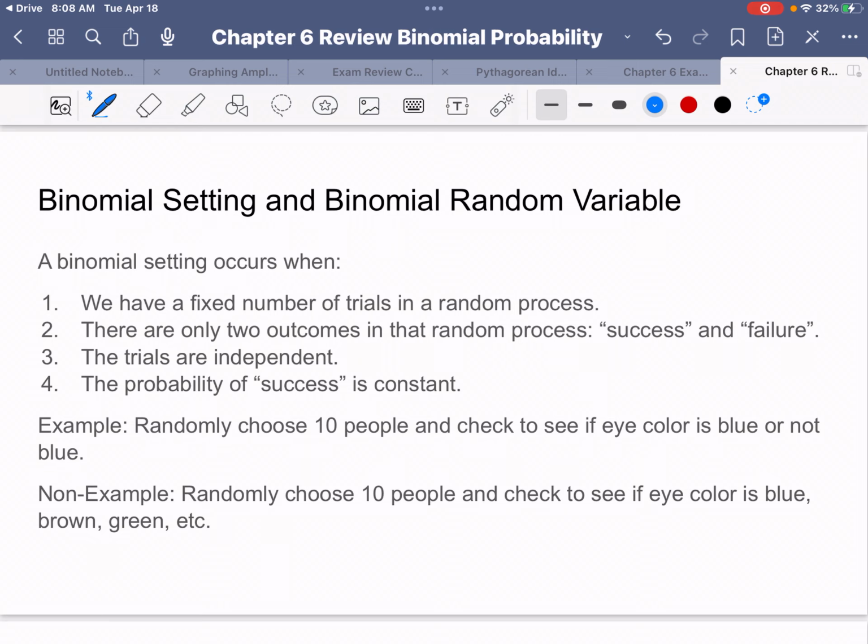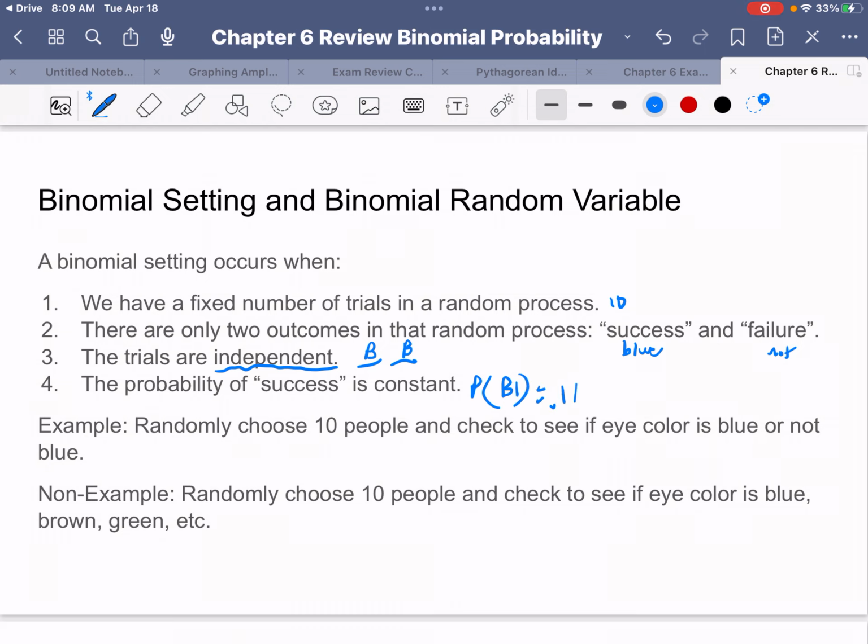Example: randomly choose 10 people and check to see if eye color is blue or not blue. So you see, we're randomly selecting 10 people. There are only two outcomes, blue and not blue. Isn't it true that the trials are independent from person to person? Whether this person has blue eyes doesn't affect whether this person has blue eyes, as long as they're not family members. One outcome does not affect the other.